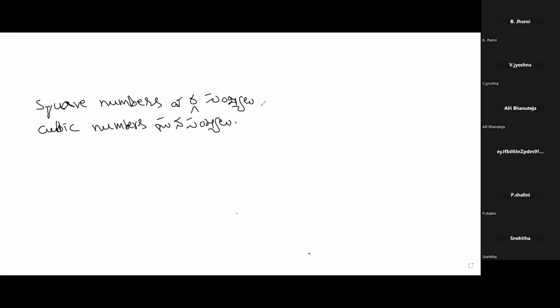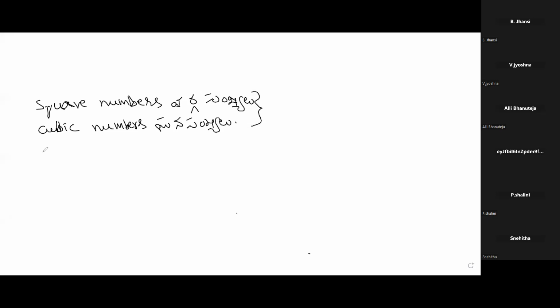Do you know any numbers other than square numbers and cubic numbers? We know natural numbers, whole numbers, integers, rational numbers. Other than square numbers and cubic numbers. Did you ever? Yes, very good, fantastic.